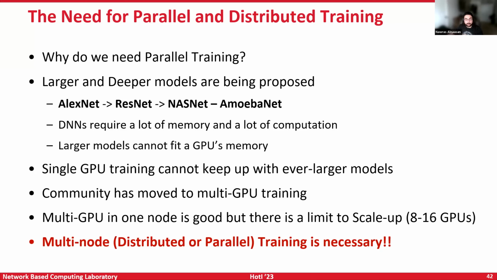Furthermore, the data sets that we train on are very huge. We have many, many data samples, so the training will take very long to finish. One solution is to do multi-GPU training. If you have one node, one computer with multiple GPUs on it, you can distribute the training. But multi-GPU training is limited to the number of GPUs that you can host on your machine, maybe 8 to 16 GPUs maximum. That's why we need multi-node or distributed training. If we have an HPC system with many nodes on it, we can leverage that for accelerating the training.